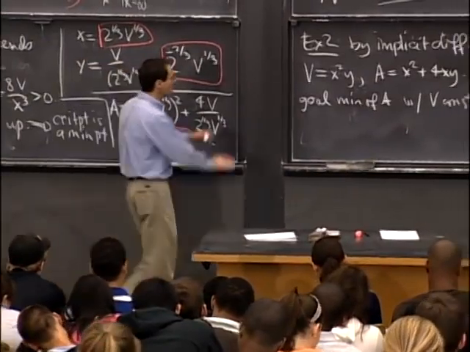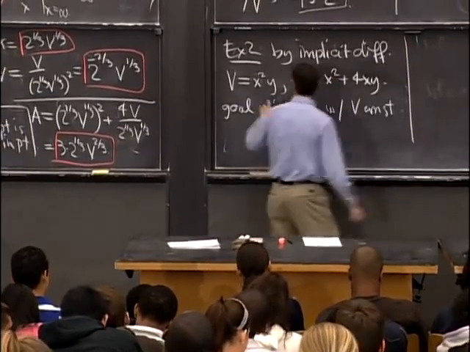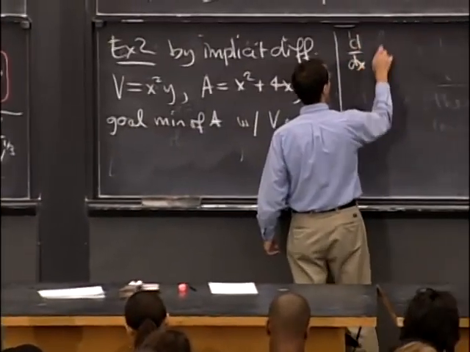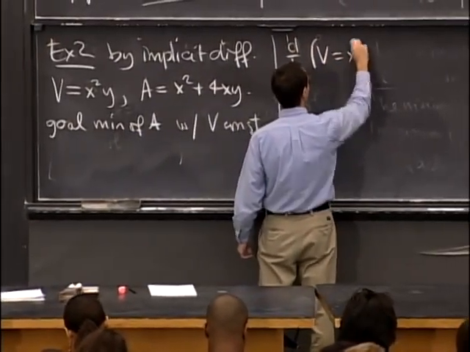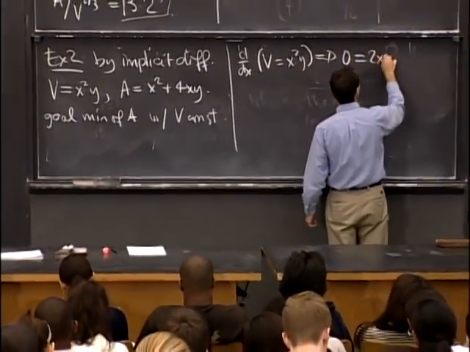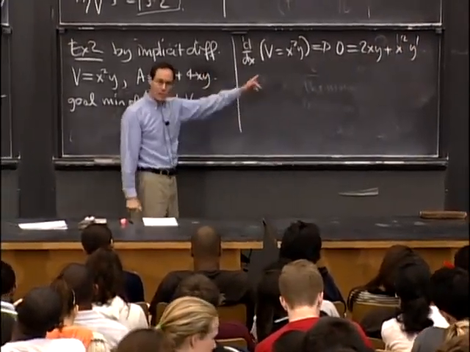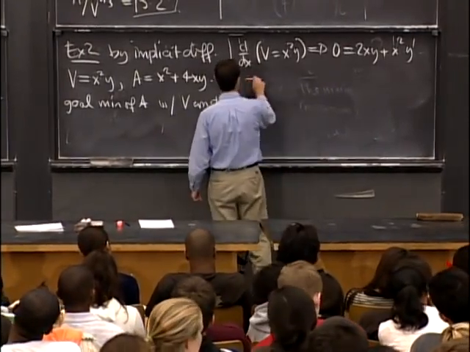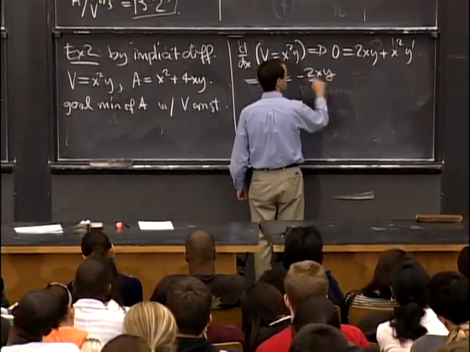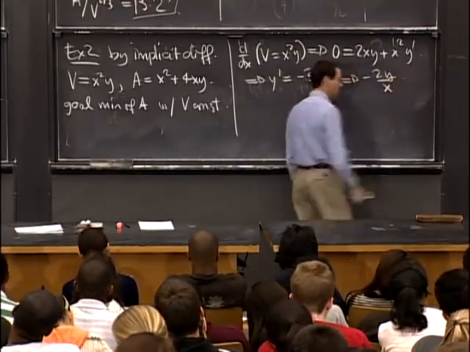And now what I want to do is just differentiate, all right? The function y is implicitly a function of x, so I can differentiate the first expression. And that yields 0 is equal to 2xy plus x squared y prime. Right? So this is giving me my implicit formula for y prime. So y prime is equal to minus 2xy divided by x squared, or in other words, minus 2y divided by x.